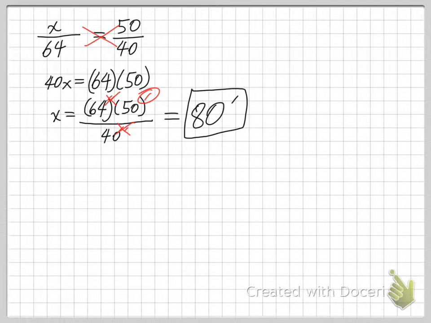It's an 80-foot tall flagpole, and that's how you can use similar triangles to measure the height of buildings, flagpoles, things like that. It's a much easier way to do it mathematically than having to actually climb up there. So that's the end of the presentation.